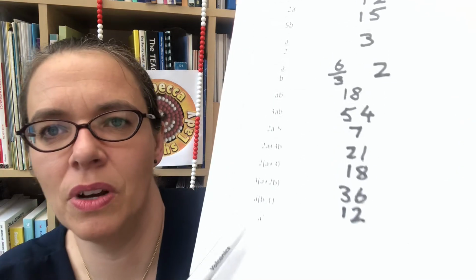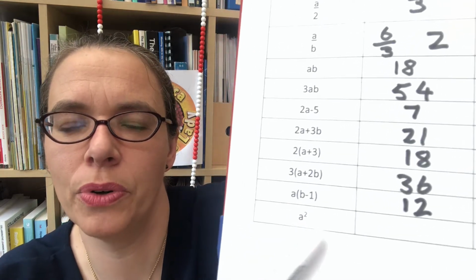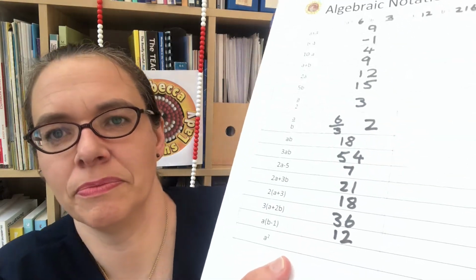Now, what about this one? That's a really important bit of notation to practice, and it's a great time to practice square numbers because that means A squared. And A was 6, and 6 squared. You can build the square, remember. Here's a link to the video on square numbers if you need to recap it. 6 squared is 36.